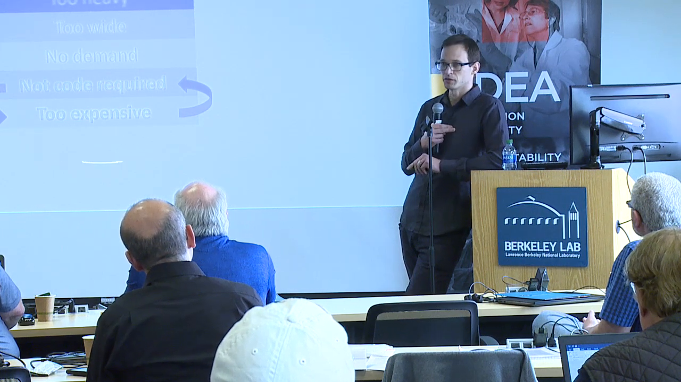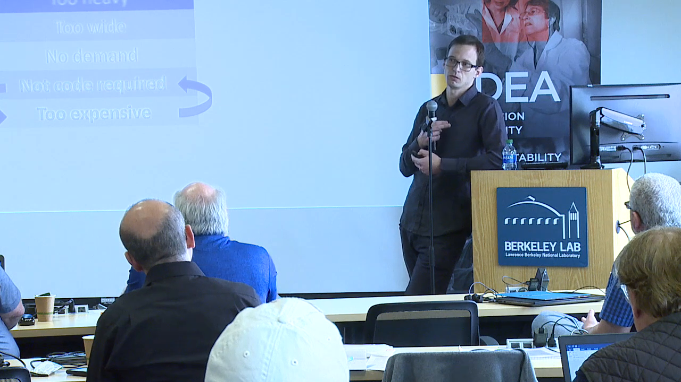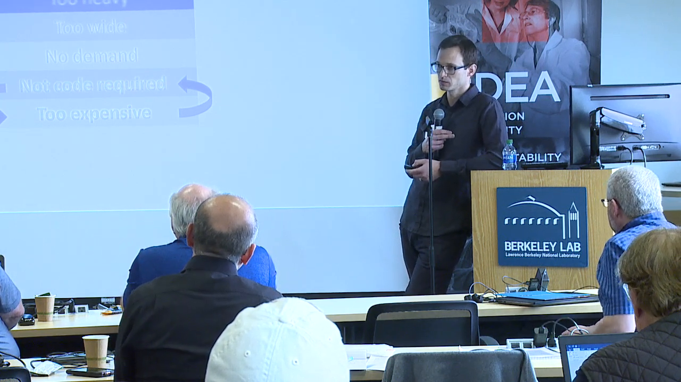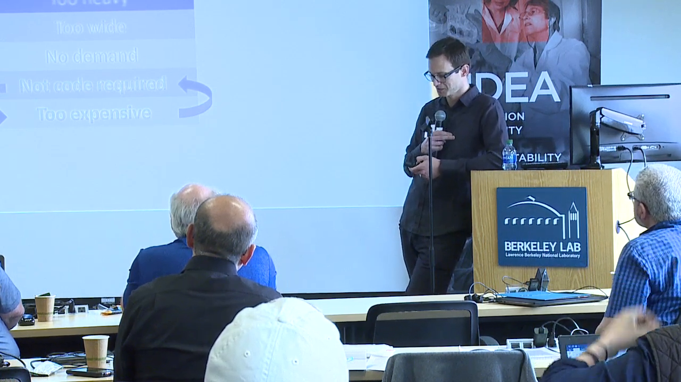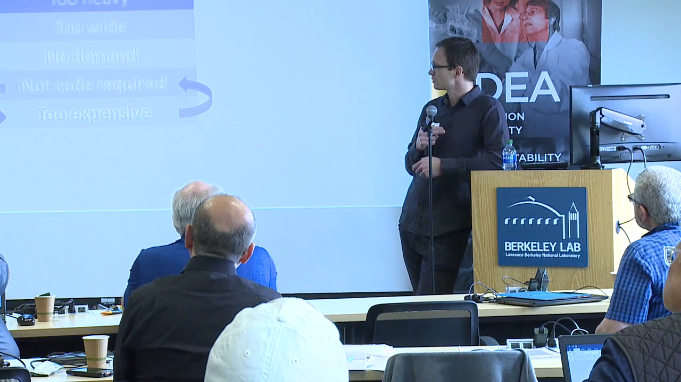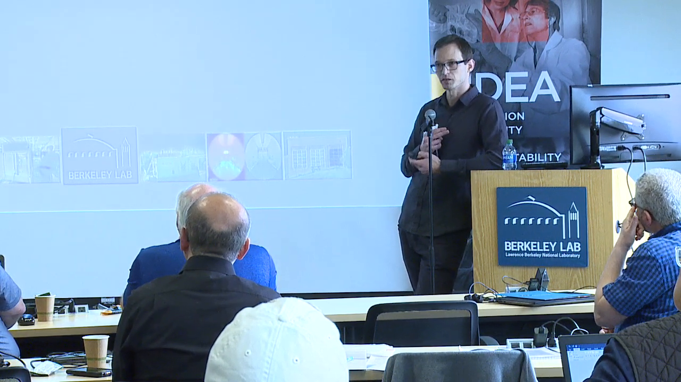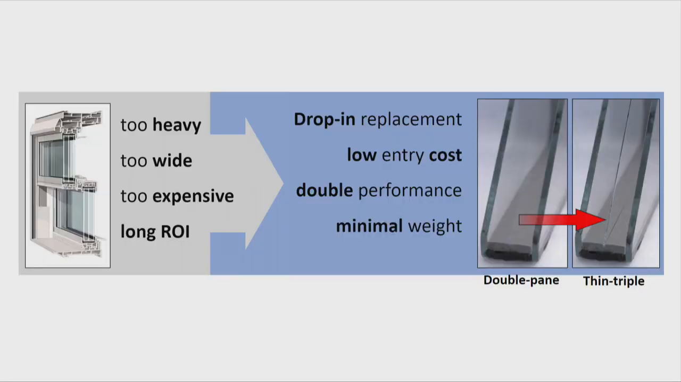And this, of course, is a cycle, right? If it's too expensive, the code bodies look at this and they say, well, we can't mandate this because it's way too expensive to do. But the only reason it's way too expensive is because it's not mandated. So our project then is to, well, how can we start addressing this problem? And this is where the thin glass comes in. So all these questions about it being too heavy, too wide, too expensive, all their excuses.